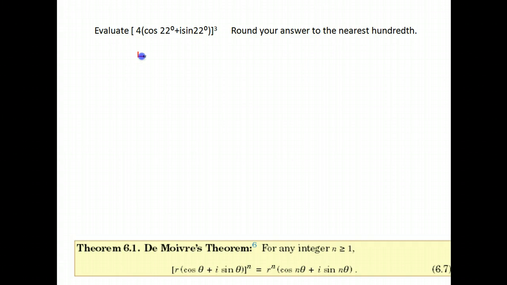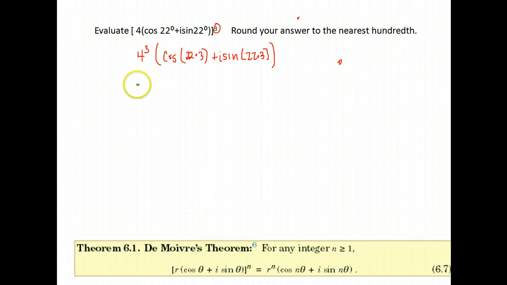When we calculate it, we take the number in front and raise it to whatever power. It was the power of 3. Times the cosine of, we take our angle that we already had, times the power of 3. Plus i sine, same thing, 22 times 3. Now we're asked to round our answer to the nearest hundredth, which means we don't have exact values for this angle.